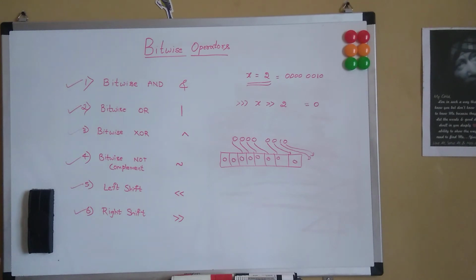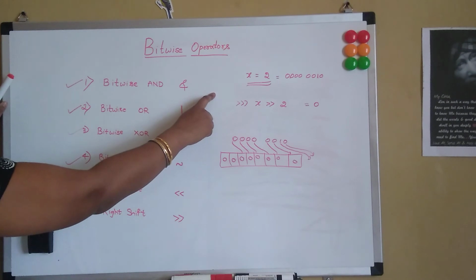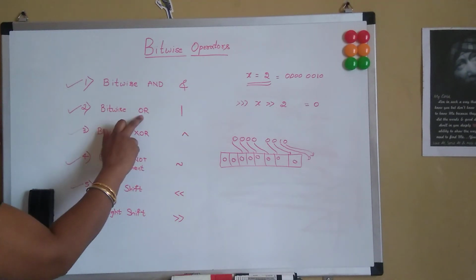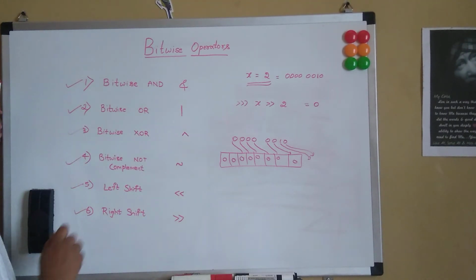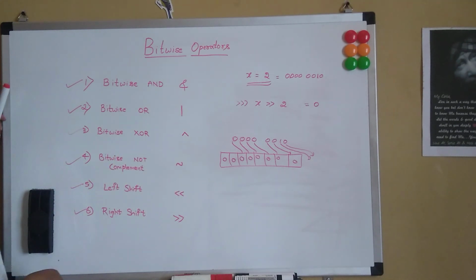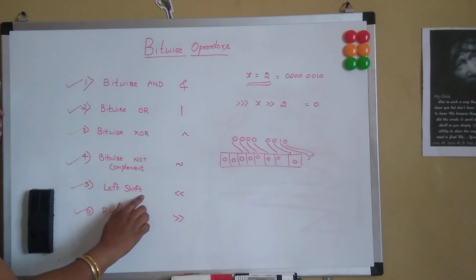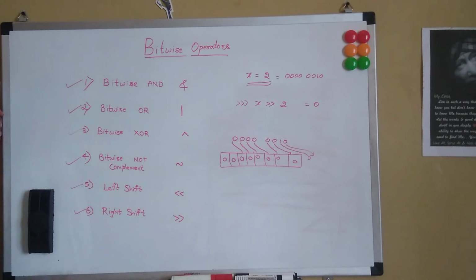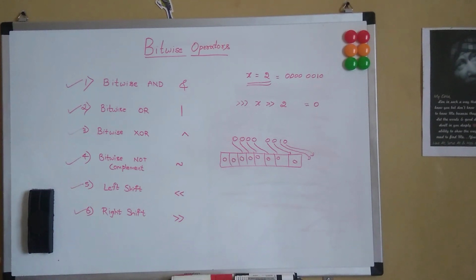Hope so friends, this is clear for you. The bitwise AND, it will give 1 only if both the bits are 1, otherwise 0. Bitwise OR, if any one of the bits is 1, the resultant would be 1, else it would be 0. Bitwise XOR, if both the bits are 1 or both are 0, the resultant would be 0, else it will be 1. Complement, it will invert the bits. Left shift, it will shift the bits to the left, and right shift, it will shift the bits to the right.